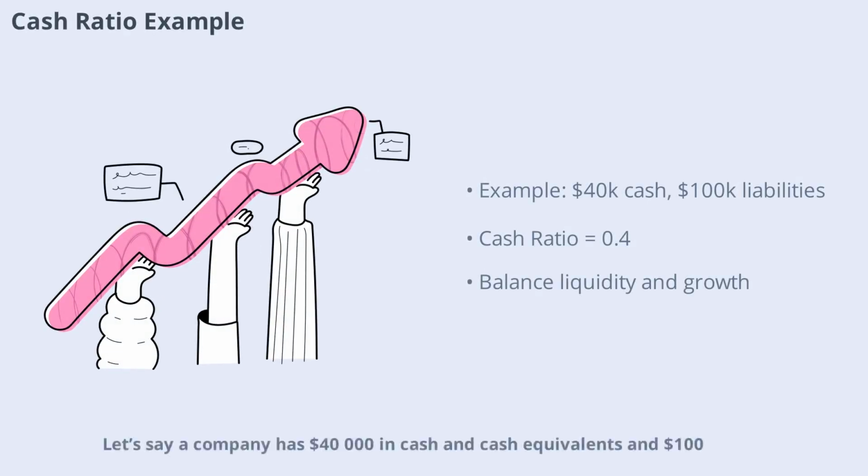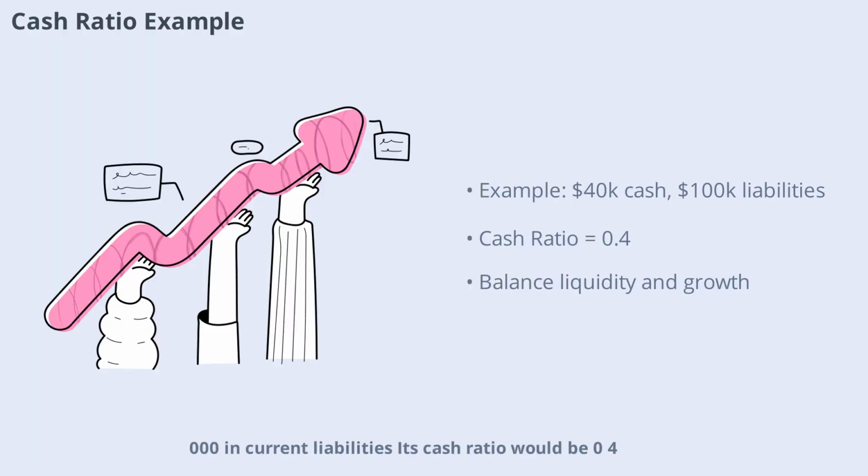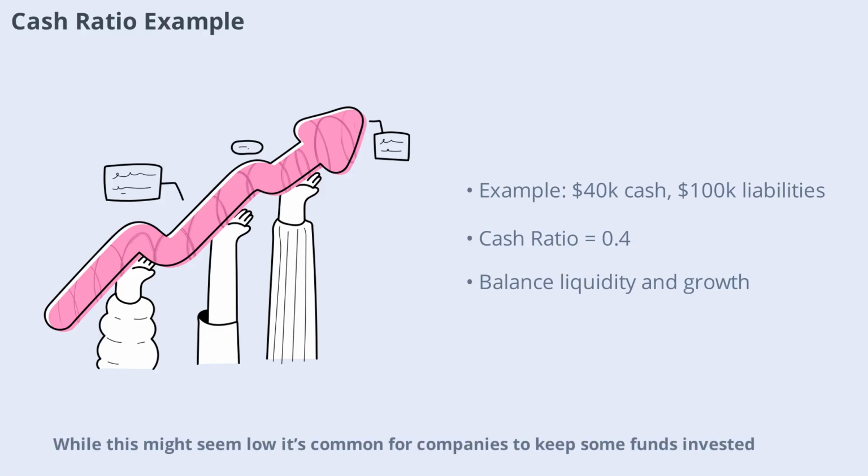Say a company has $40,000 in cash and cash equivalents and $100,000 in current liabilities. Its cash ratio would be 0.4. This means it can cover 40% of its short-term debts with cash on hand. While that might seem low, it's common for companies to keep some funds invested in operations or growth rather than holding large cash reserves. The key is to balance liquidity with profitability.